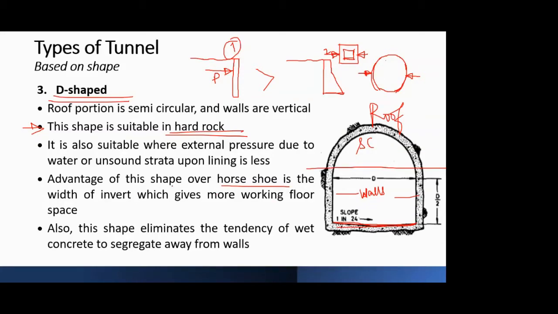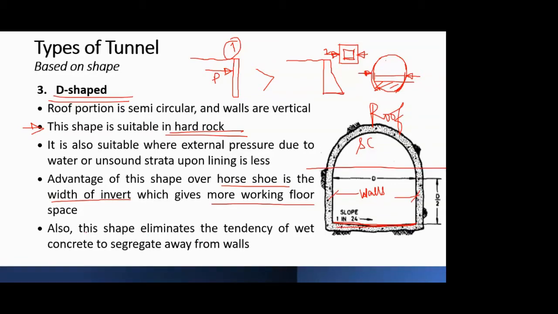So that's the main advantage over the horseshoe: you get more width of the invert and more working floor also. In circular, you have to fill this. That's one thing, but also the width that you get for working is less in the case of circular because you have curved edges. So that disadvantage is also removed in D-shaped tunnels.